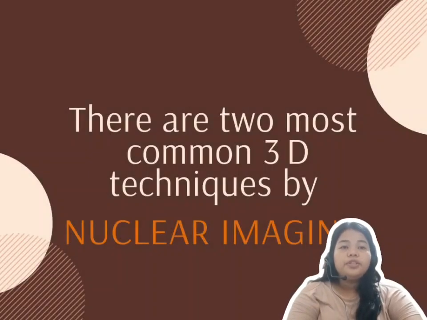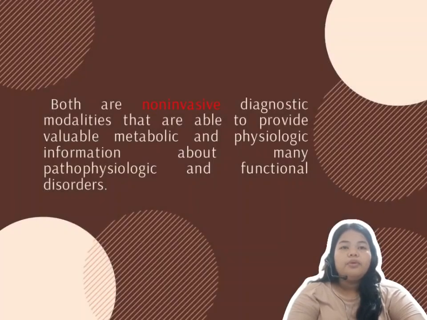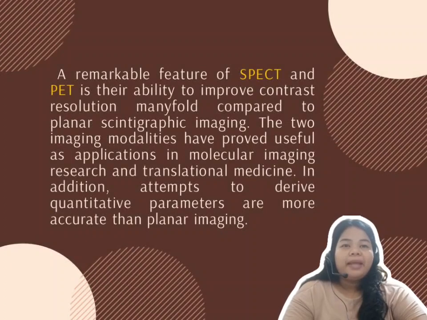There are two most common 3D techniques in nuclear imaging: single photon emission computed tomography, or SPECT, and positron emission tomography, or PET. Both are non-invasive diagnostic modalities that are able to provide valuable metabolic and physiologic information about many pathophysiologic and functional disorders. A remarkable feature of SPECT and PET is their ability to improve contrast resolution manifold compared to planar scintigraphic imaging. The two imaging modalities have proved useful as applications in molecular imaging research and translational medicine.